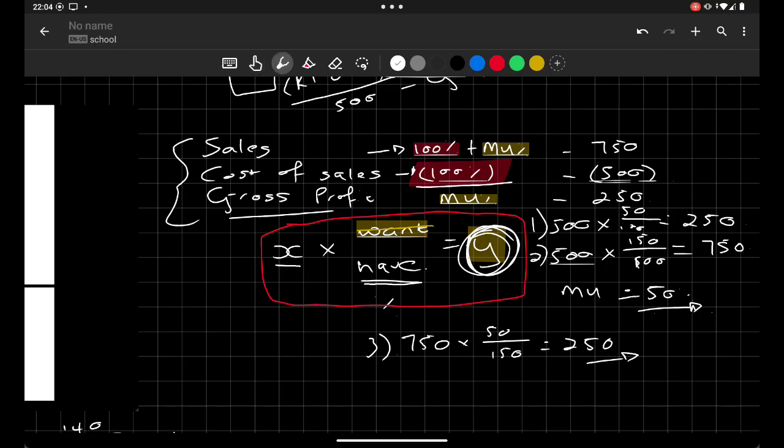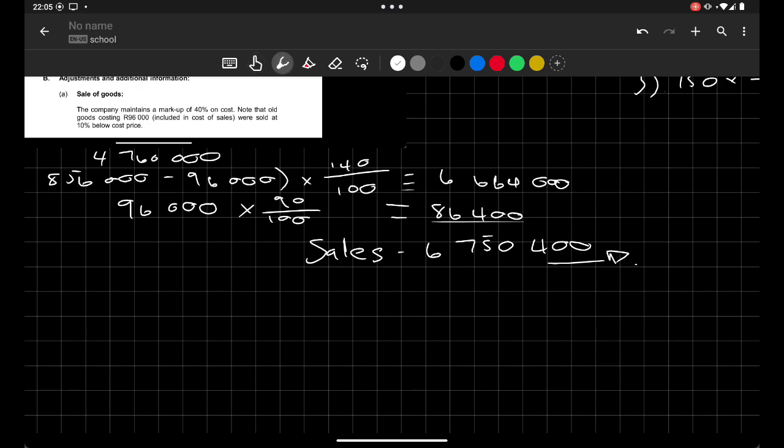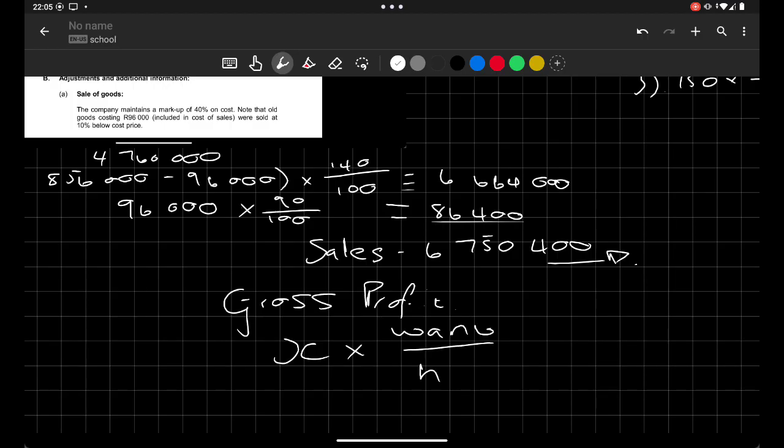Now, these three line items, they always go together. Like I said, if you use this formula, you'll be able to calculate either one of these three. Given just one of them, you can calculate the other two easily. And for that, I'm just going to give you homework or a side activity: calculate the gross profit using the equation of x multiplied by what we want over what we have. Calculate the gross profit there.